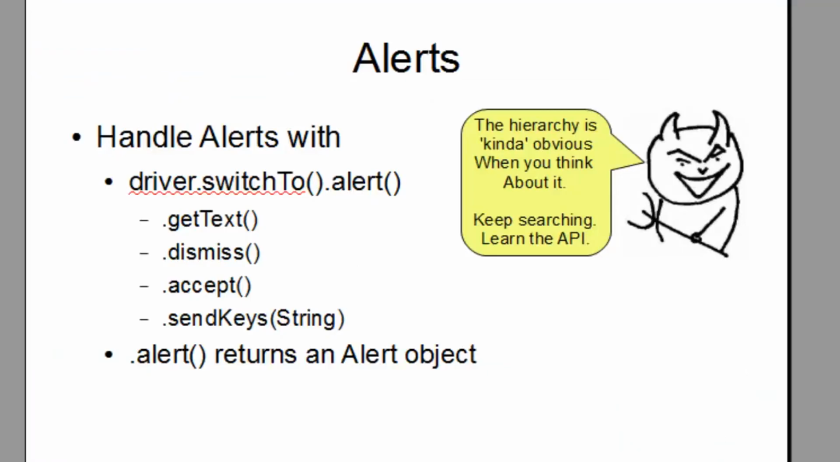Now we do it by doing a driver.switch_to.alert. We're switching the context from the main window now to an alert. Once we've done that, when we're in the alert, we can then get the text of the alert. We can dismiss it or accept it. Or we can send keys to it when it's one of the prompt alerts. It's pretty much that simple. So let me show you a quick example of it in context.